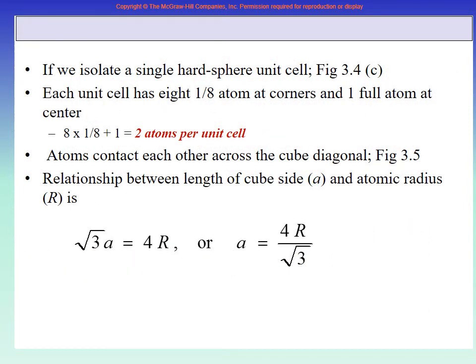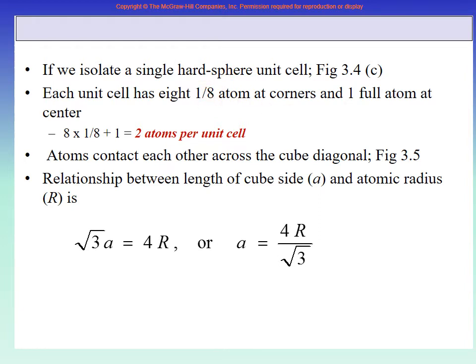So here they are telling you that it is 1/8. We can actually measure it by geometry. Here it is enough for us to know that if we use the hard sphere unit cell where each sphere is touching each other, then there are 1/8 on the corners.